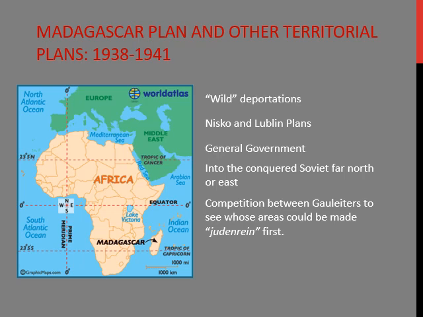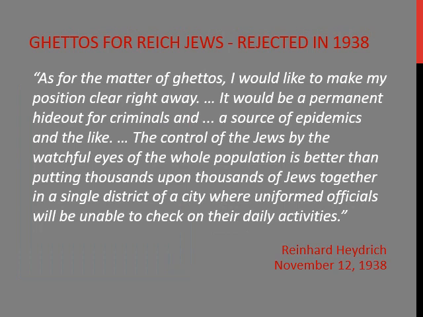So the territorial solution is frustrated, and the question is, what is Nazi Germany going to do in the meantime? So let's back up just for a moment and look at what policy actually does develop in this third stage. Well, there were no ghettos in Germany.